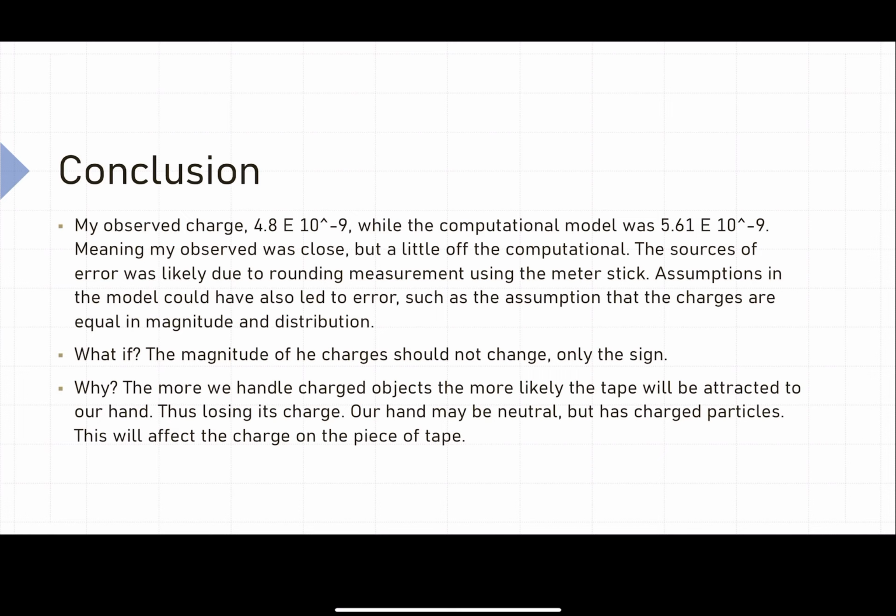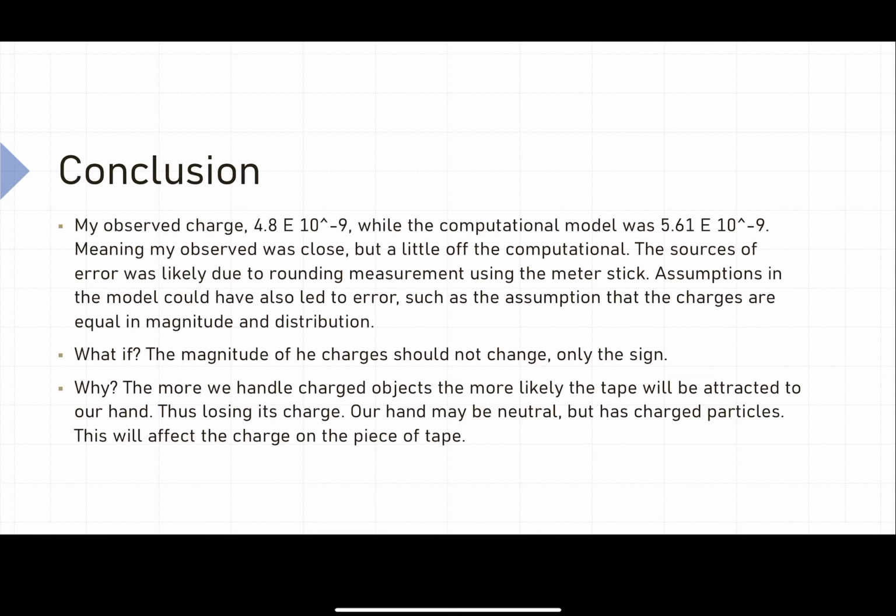So in conclusion, my observed charge once again is 4.8 times 10 to the negative 9, while the computational model was 5.6 times 10 to the negative 9, meaning my observed was close but a little off from the computational. The sources of error were likely due to rounding and measurement using the meter stick during lab. Also, I had to use assumptions in the model, which could have led to an error, such as the assumption that the charges are equal in magnitude and distribution.